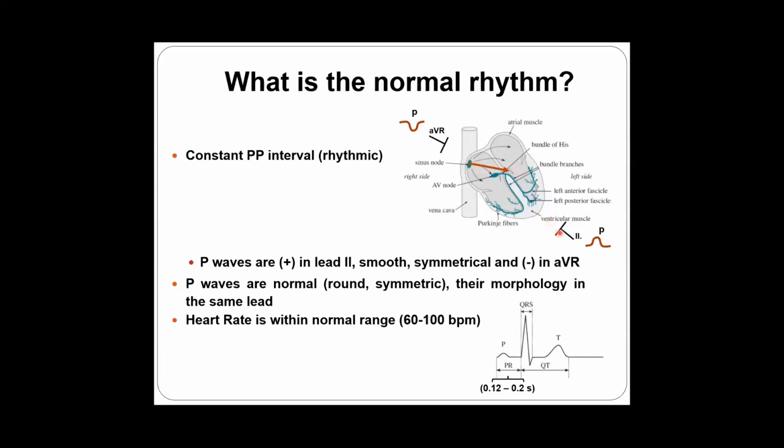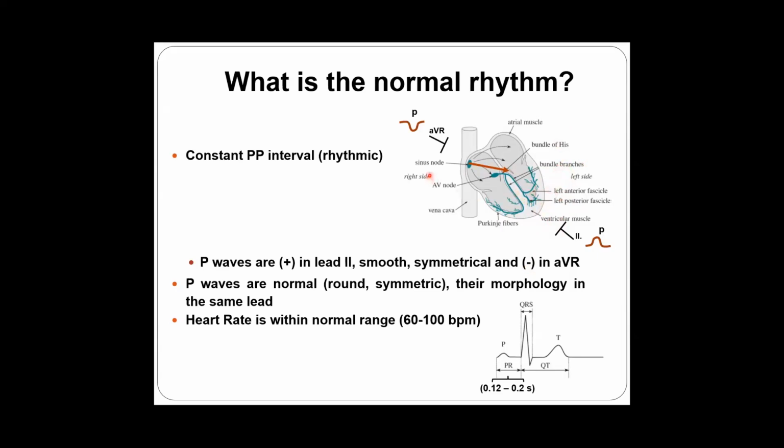And which are the left-sided leads? Everything located on the left side, including lead number 1, AVL, lead number 2, AVF. So these are all on the left side. If you're looking at the chest leads, V6, V5, V4 are still looking at the left side.